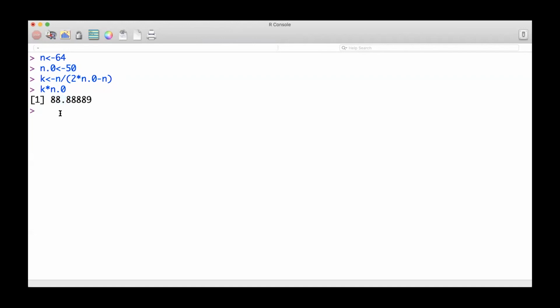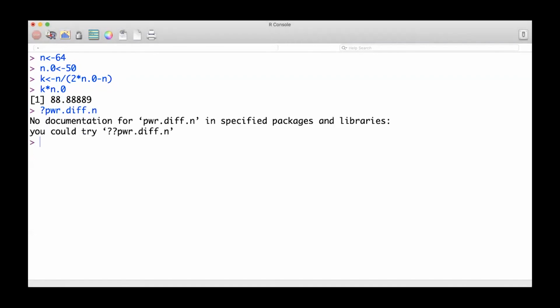Now there is a function that does something like this. It's in the pwr package. It's called pwr.t2n.test.